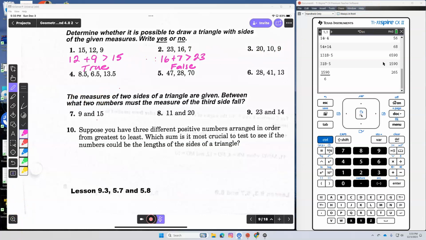So you have to remember: take the shorter sides, add them, and then the sum has to be longer than the third side. Once again, for number 3, we have a side measurement 20, a side measurement 10, and a side measurement 9. So you're going to get 10 plus 9. Those are the shorter sides. Is 10 plus 9 greater than 20? We notice that the two shorter sides are not longer than 20, so this would be false. It doesn't form a triangle.